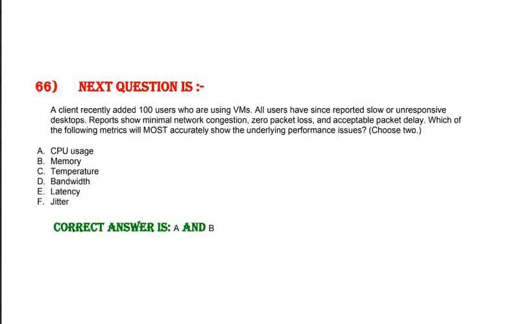Question is, a client recently added 100 users who are using VMs. All users have since reported slow or unresponsive desktops. Reports show minimal network congestion, zero packet loss, and acceptable packet delay. Which of the following metrics will most accurately show the underlying performance issues? Choose two options. Option A, CPU usage. Option B, memory. Option C, temperature. Option D, bandwidth. Option E, latency. Option F, jitter. Correct answer is option A and option B.